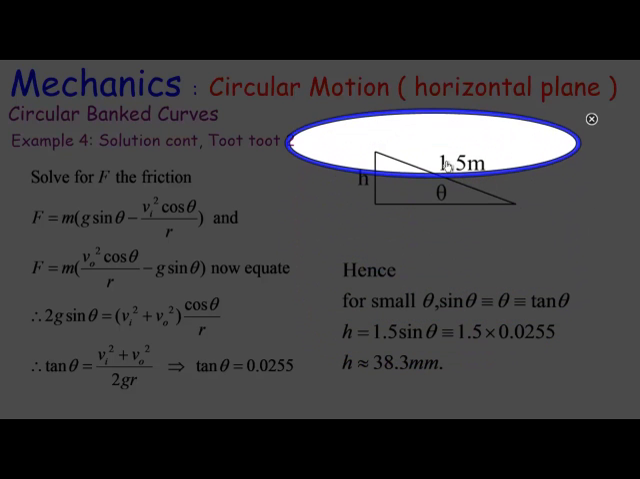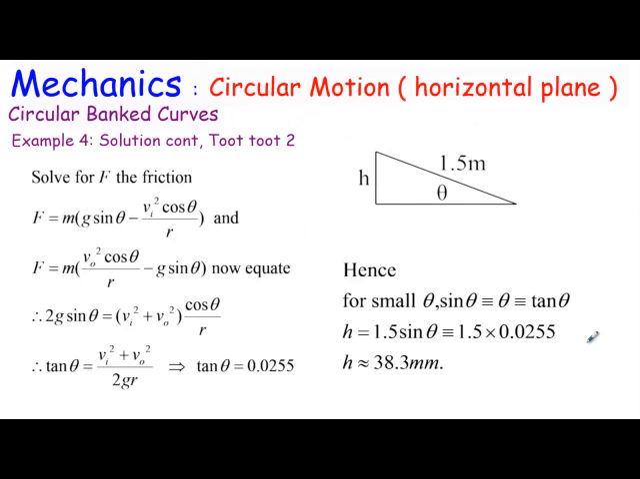You can see here we've got the gauge 1.5, and we've got the angle. We know that the tan of the angle is 0.0255, and you can see over here that h is the gauge times the sine of the angle, which is approximately equal to the tan of the angle. So we didn't even have to work out the angle. The height is roughly about 38.3 millimeters. Obviously quite a small amount of banking for the train.